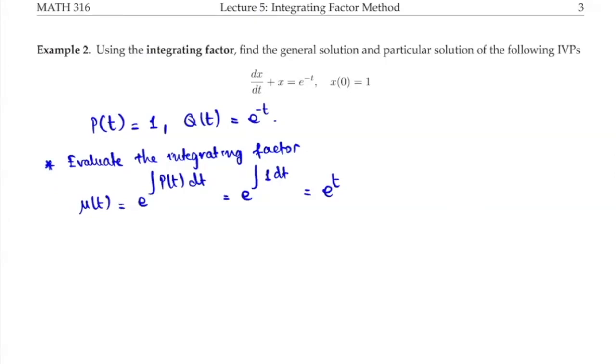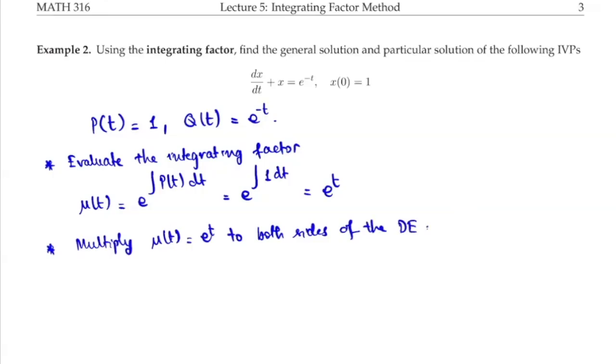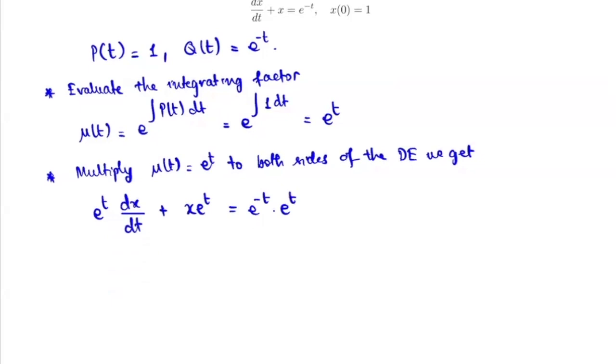Okay. Now the next thing is to multiply mu of t equal to e to the t to both sides of the differential equation. We get e to the t times dx/dt plus x times e to the t equal to e to the negative t times e to the t. On the right-hand side, combining the exponents together, you get e to the 0, or equal to 1.